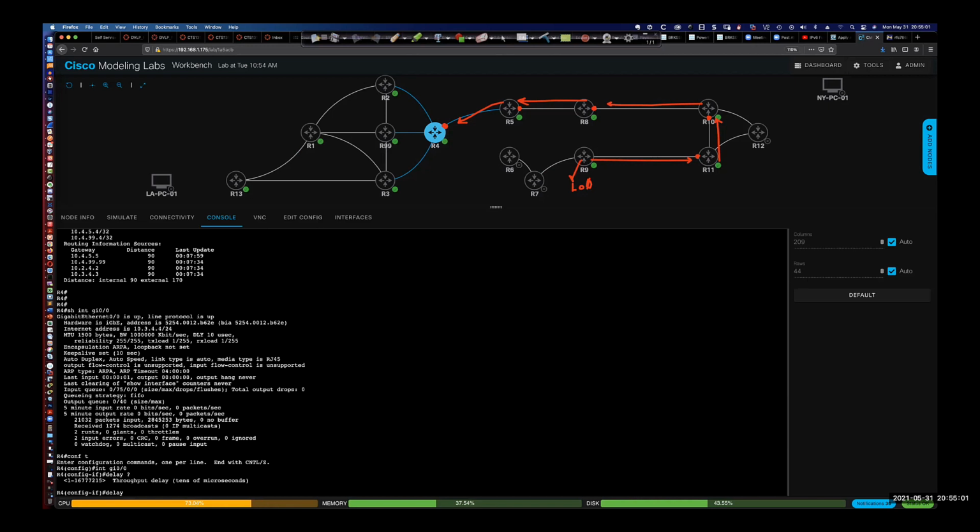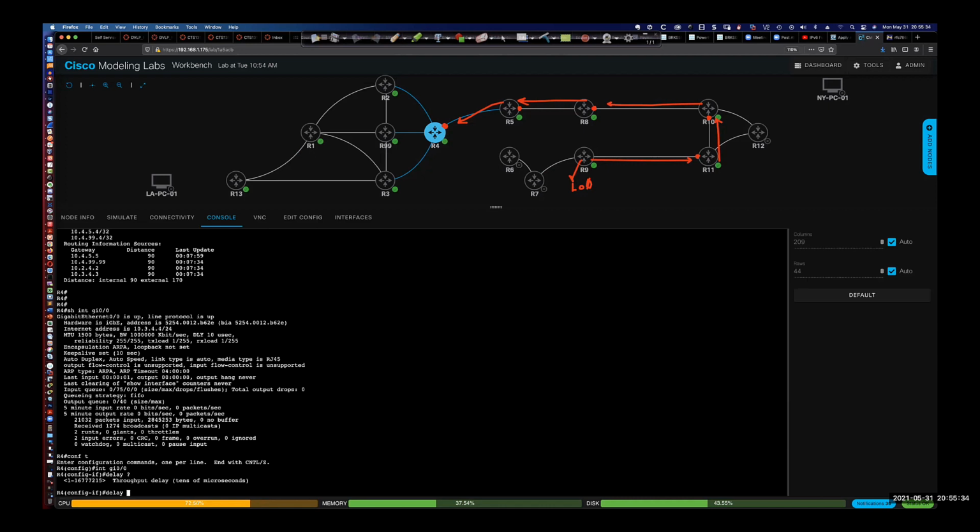And the other reason is that all of those composite K values came from IGRP, right? So they're kind of holdovers from IGRP, and it was the same problem there: they don't update. So why enable them if they're not going to update to accurately reflect what is actually going on in your network? So that's why only K1 and K3 are enabled, bandwidth and delay.